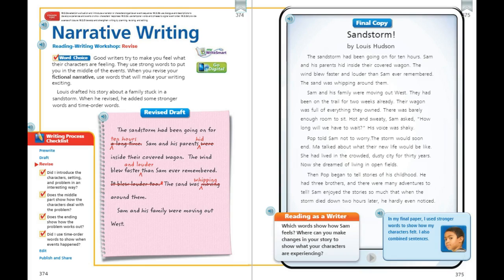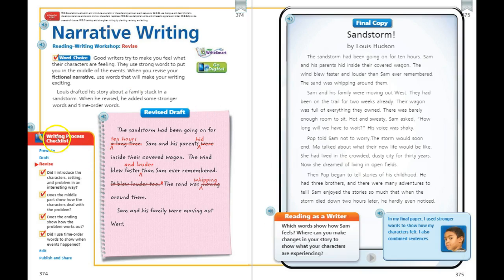Then Pop began to tell stories of his childhood. He had 3 brothers, and there were many adventures to tell. Sam enjoyed the stories so much that when the storm died down 2 hours later, he hardly even noticed. Great closure tells us it stopped. Okay, he didn't even notice, but it stopped, so then they were going to be continuing on the trail. Writing as a reader, which words show how Sam feels? Now, where can you make changes in your story to show what your characters are experiencing?